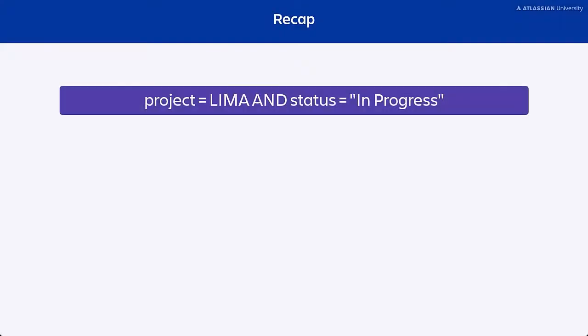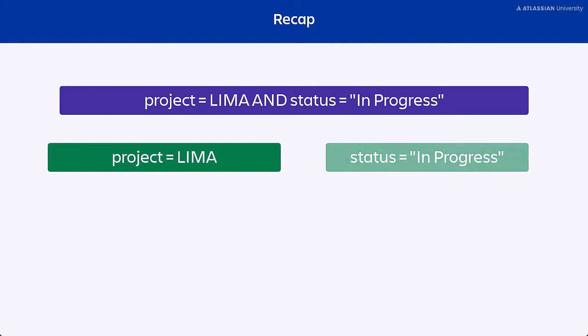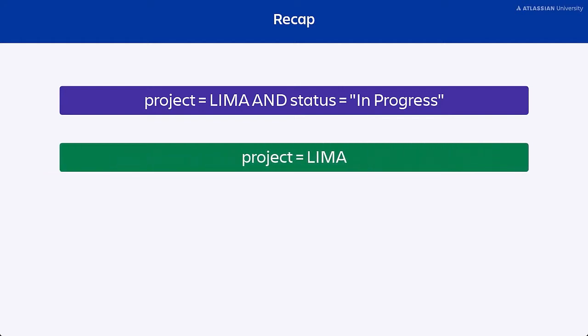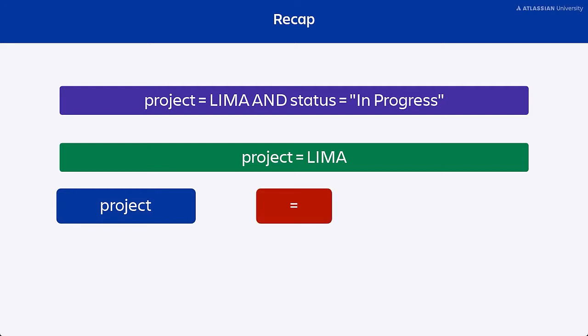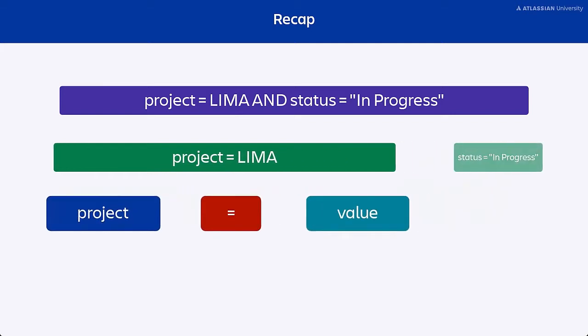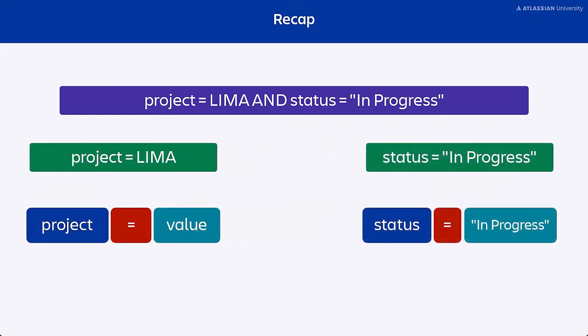To recap, a query is the statement you use to run a search. A query is made up of clauses. Each of these clauses are made up of fields, joined by operators, and then values within that field. Multiple clauses are then joined together with keywords. To use JQL effectively, you need to understand how these parts of the query work together to provide search results.